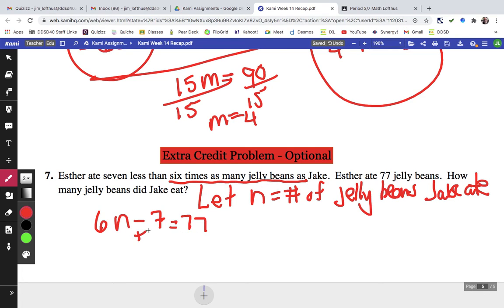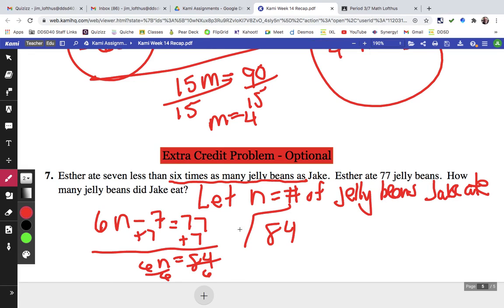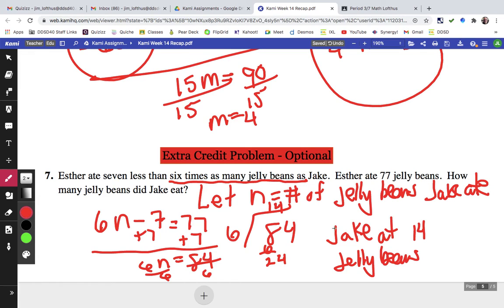So we're going to add 7. 6 times n is equal to 84. And then we're going to divide by 6. So 84 divided by 6 is 14. So Jake ate 14 jelly beans. And let's just double check that, see if it makes sense.